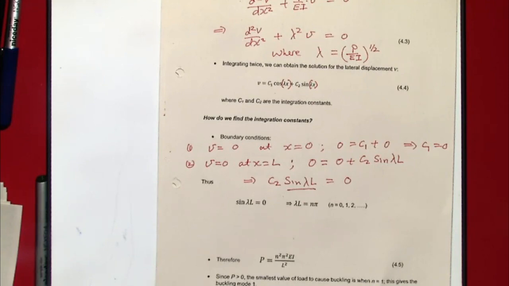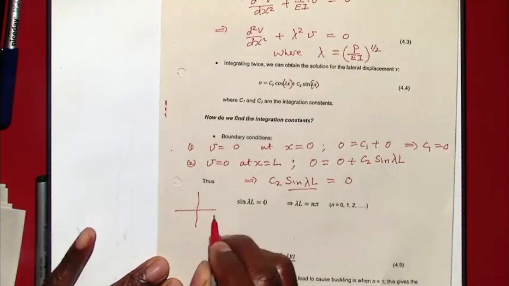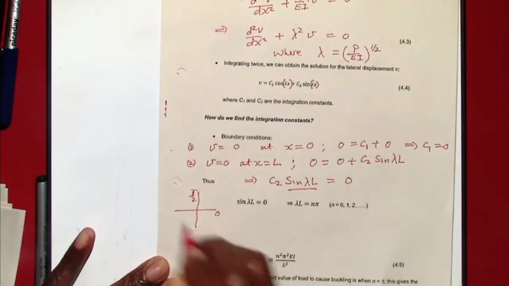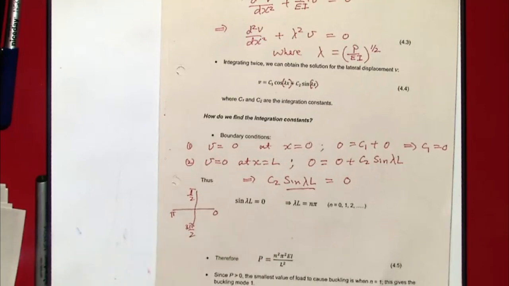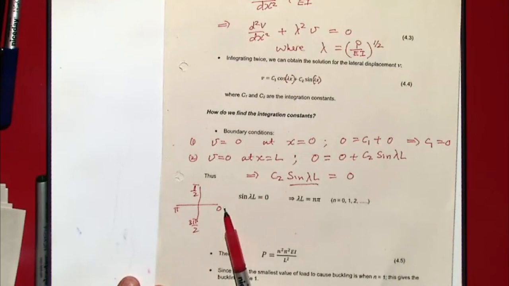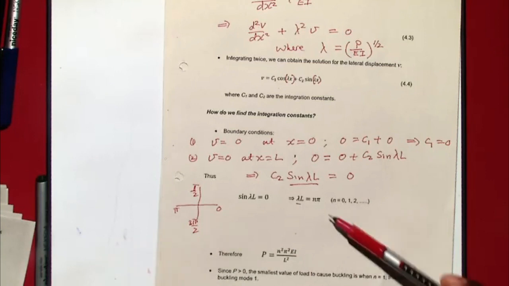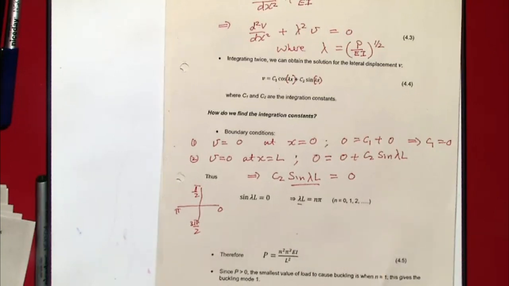If the sine of something is 0, we know from our trigonometry that sine 0 is 0, sine pi is 0, sine 2 pi is 0, sine 4 pi is 0, and you keep going. So if sine of lambda L is 0, it means that lambda L is either pi, or 2 pi, or 3 pi, or 4 pi, or 6 pi, like that.